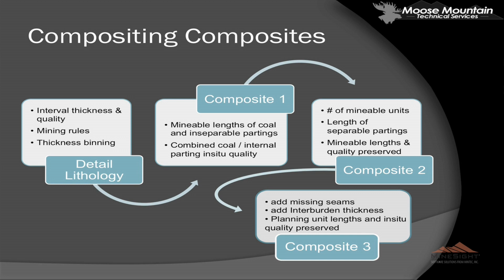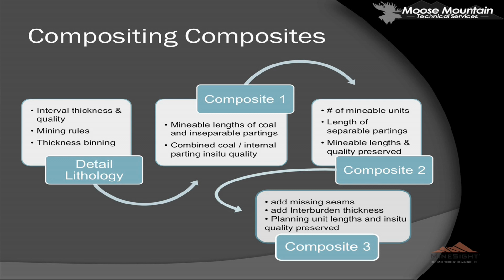Okay. So I've talked about this first slide: the detailed lithology, interval thicknesses and quality are kept on an interval by interval basis in MS coverage. And then we bin them according to thickness and lithology type. Then we apply mining rules to consolidate the data and code the waste intervals that must be mined with coal, and code the coal intervals that will be mined with waste, in order to create a composite code that we can honor in our compositing.